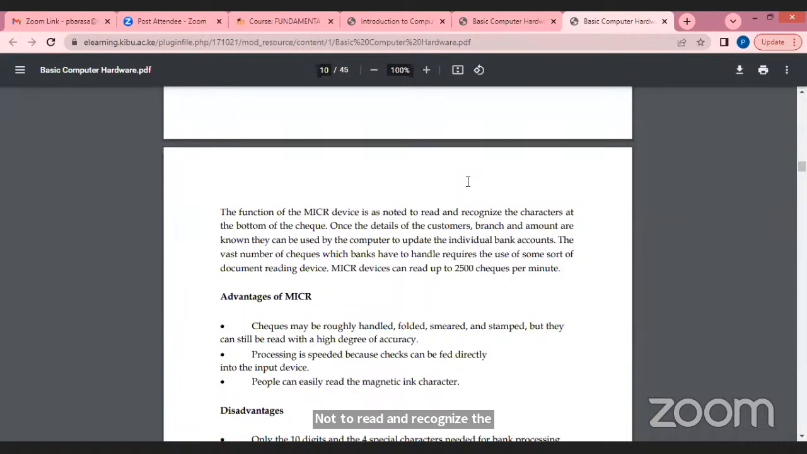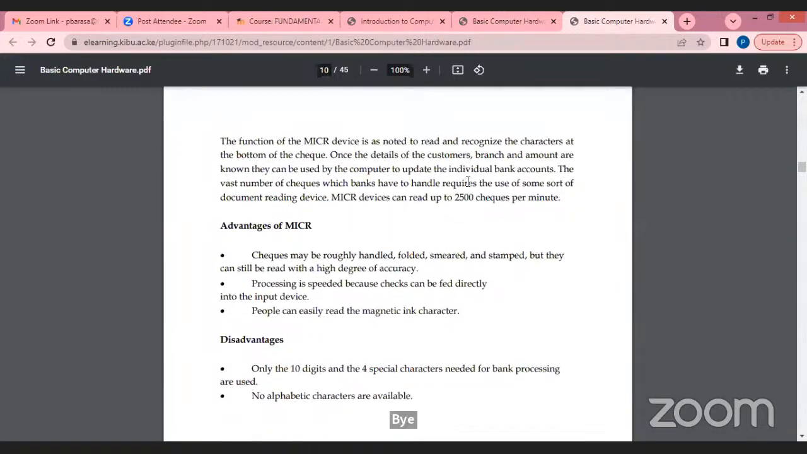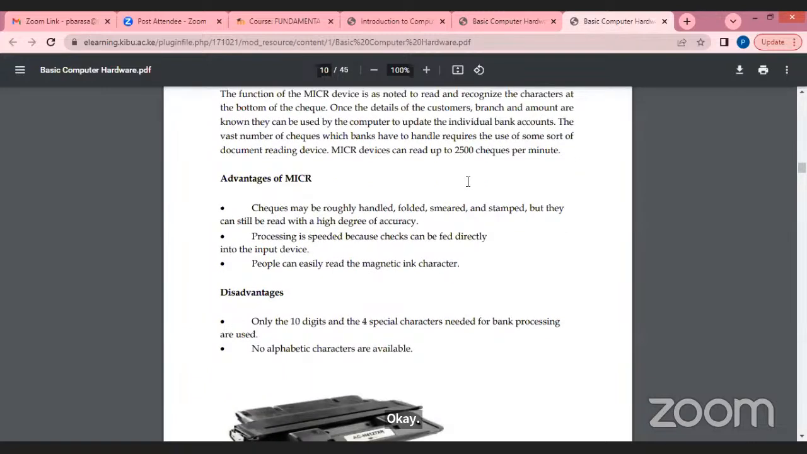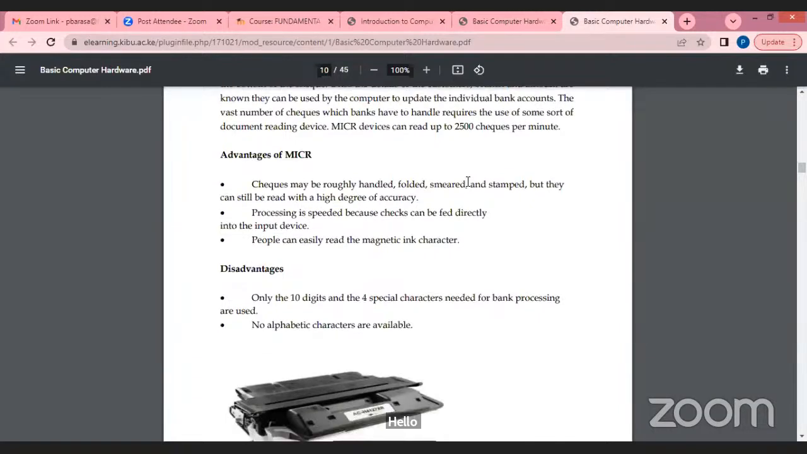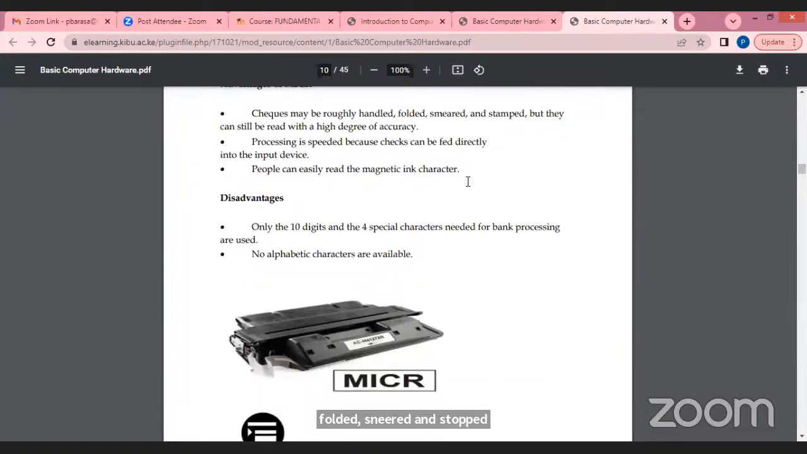So the vast number of checks which banks have to handle require the use of some sort of document reading device. A MICR device can read up to 2,500 checks per minute. The advantages of MICR: checks may be roughly handled, folded, smeared, and stamped, but they can still be used with a high degree of accuracy. Processing is speeded because checks can be fed directly into input devices. People can also easily read the magnetic ink characters.